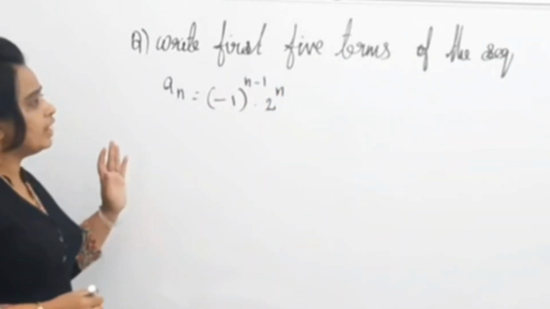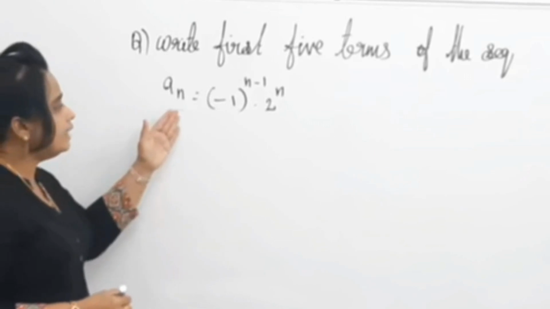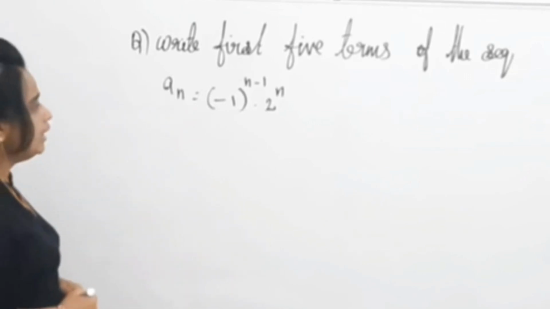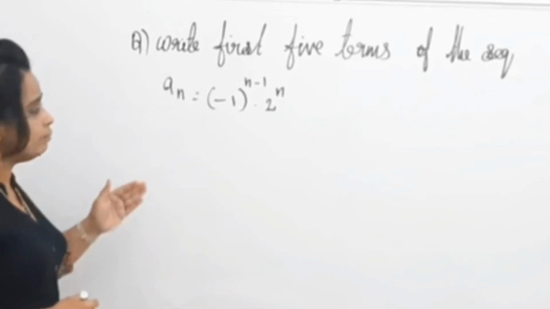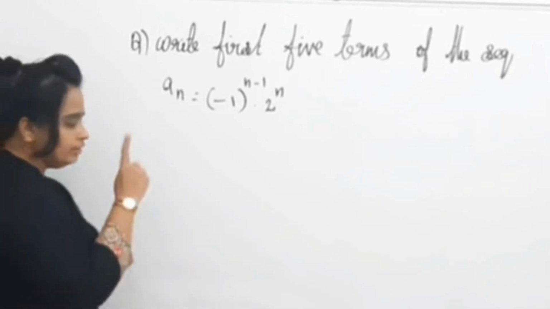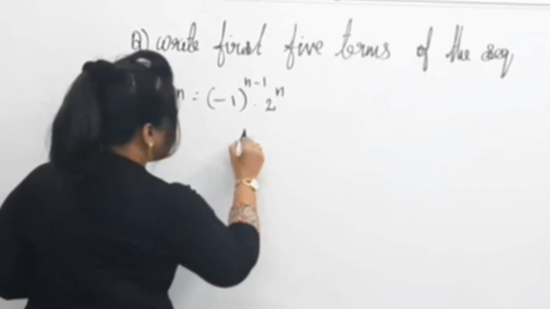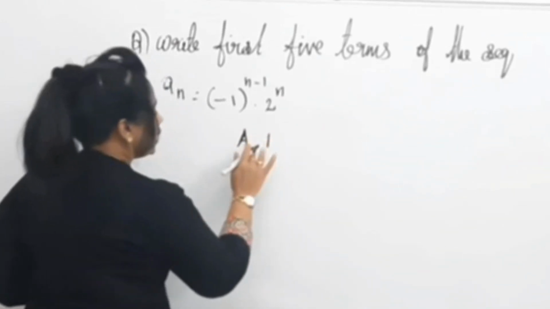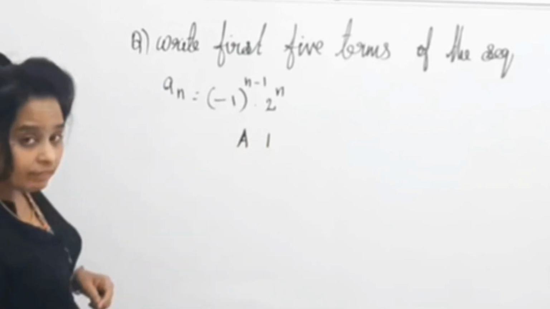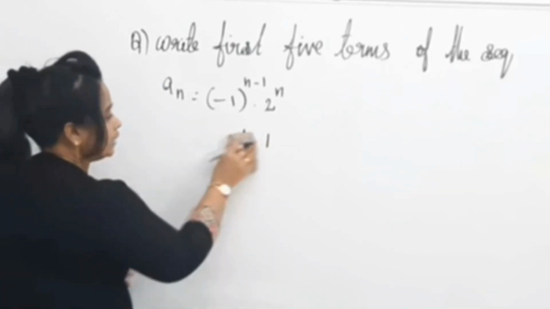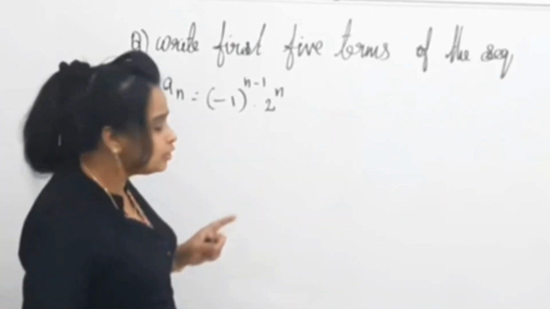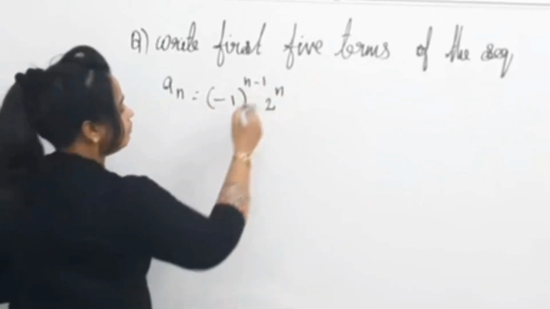Write the first 5 terms of the sequence a_n = (-1)^(n-1) × 2^n. The first thing you will do, please write it. What is your progression? Here it is not given as an arithmetic progression. It is just given a sequence.